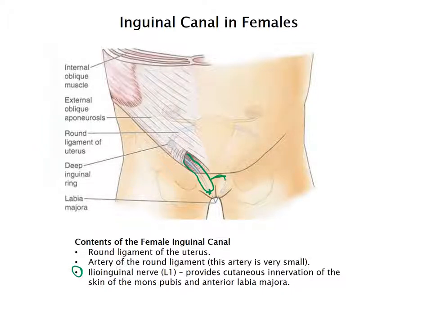Also in females, accompanying the round ligament of the uterus, is a very small artery called the artery of the round ligament. This can be useful for helping to differentiate between the ligament and the ilioinguinal nerve during dissection.